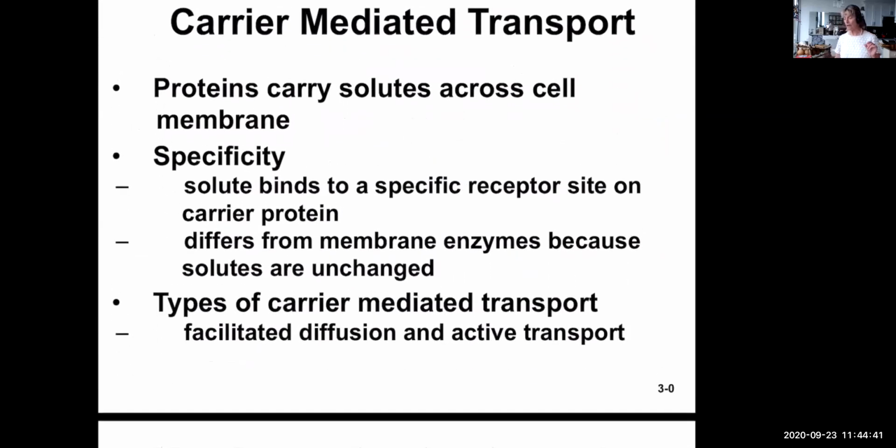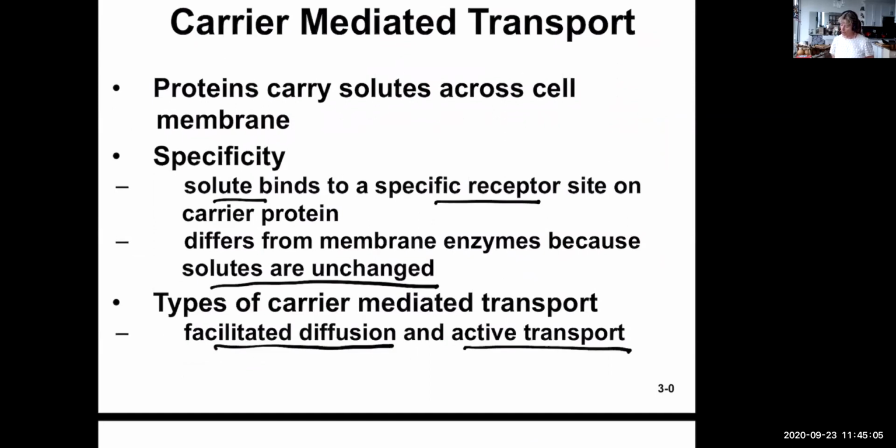So proteins carry solutes across a cell membrane. That's carrier mediated. They're quite specific. A solute will bind to a specific receptor site on a carrier protein. It differs from enzymes because the solutes are unchanged. So facilitated diffusion and active transport are two of those things. So we saw them before if we have our double membrane.